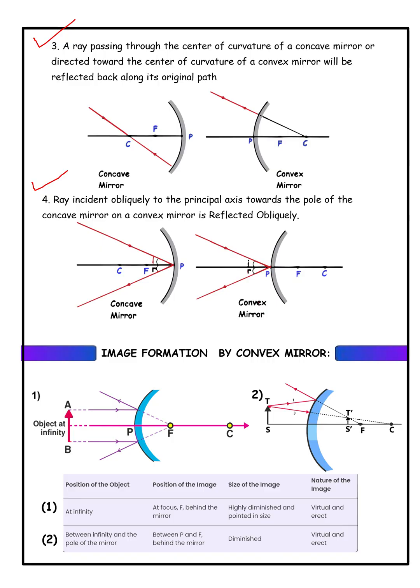The second diagram: where is the object here? It is between infinity and the pole of the mirror. So where is the position of the image? It is between P and F. The size of the image will be diminished, and the nature of the image will be virtual and erect.